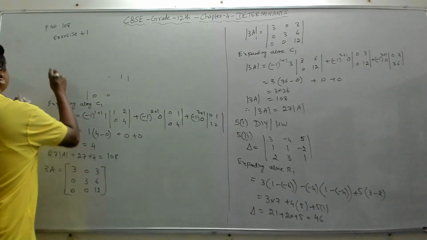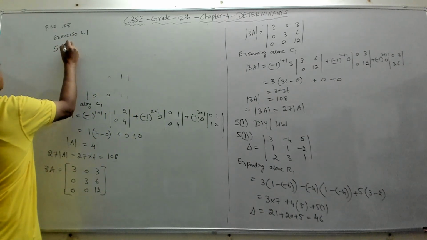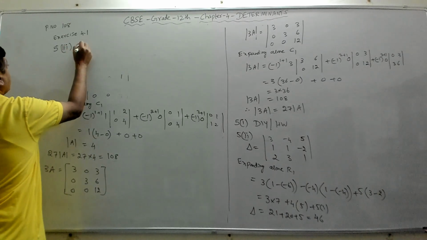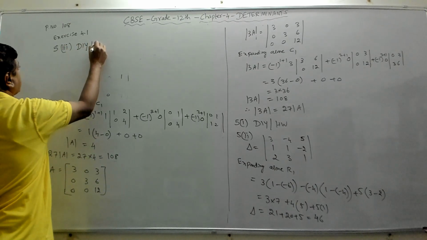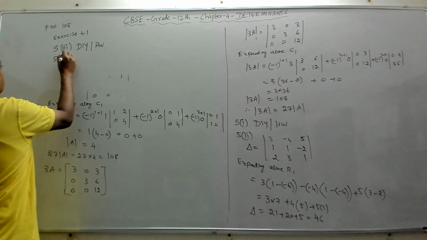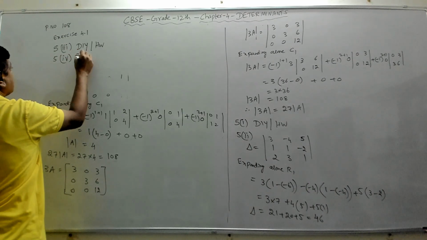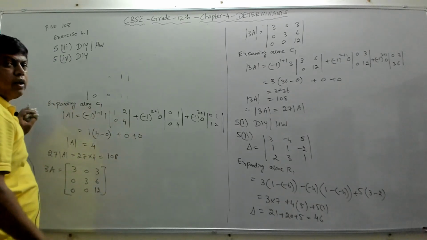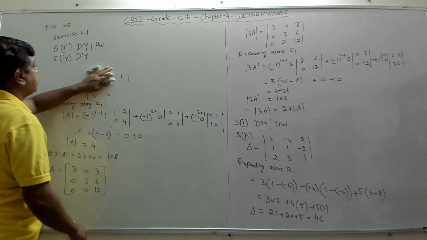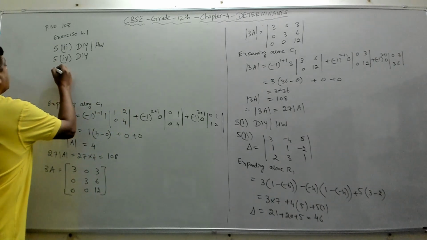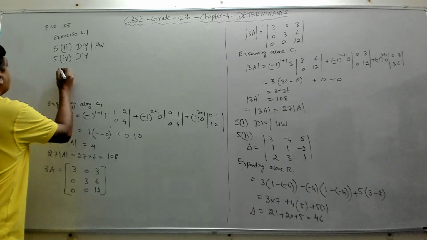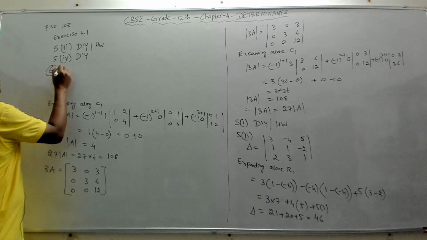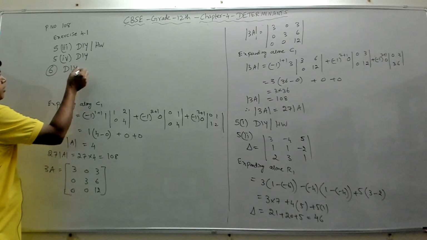So I will write here. In the fifth, third, you can do it yourself or call it homework, whatever. Then fifth, fourth also do it yourself. Similarly, you have to expand along any one of the rows or columns and then find the value of the determinant. Even the sixth one is the same type, where you have to find the determinant of a 3 cross 3 matrix. So it can also be done as do it yourself or homework.